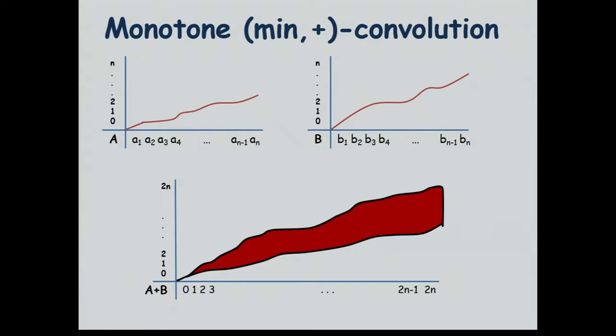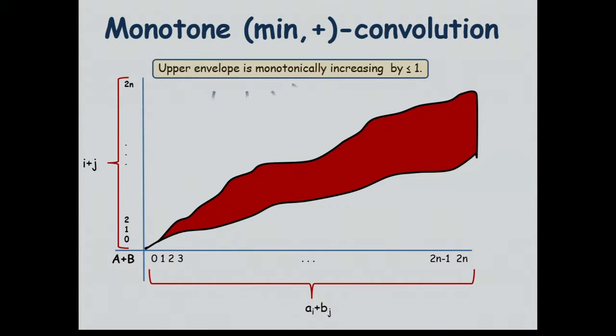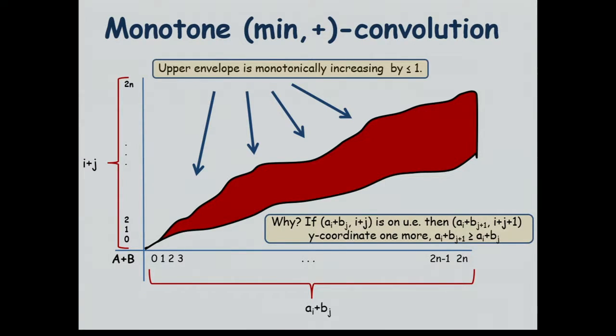Let me just explain to you why it looks like this. So this is our A plus B. Here we get our AI plus BJ, and there is our I plus J. And the reason it looks this way is, take a look at the upper envelope. It's monotonically increasing by at most 1, because if you have AI plus BJ and I plus J, then you take a look at the next one in line, and the difference is only going to be 1, because we assume the difference is 0 or 1.